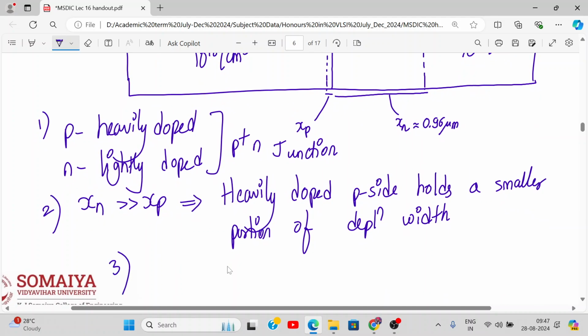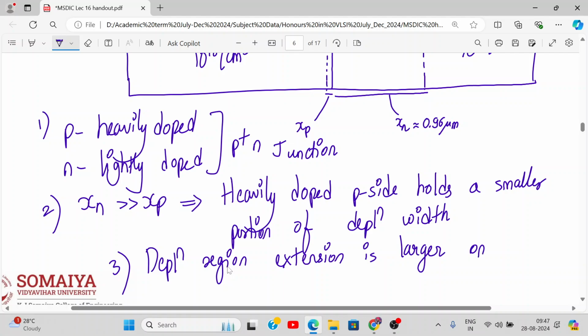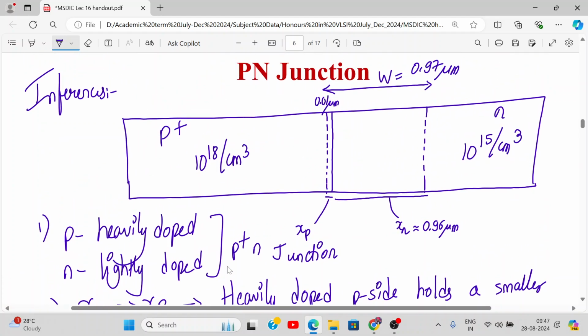And so third we can say depletion region extension is larger on the lightly doped side. Correct? Depletion region extension is larger, as you can say. This is also not a comparison, that is 0.1, this is 0.96, so it's very, very long. We don't have this much hypothetical junctions, but still.